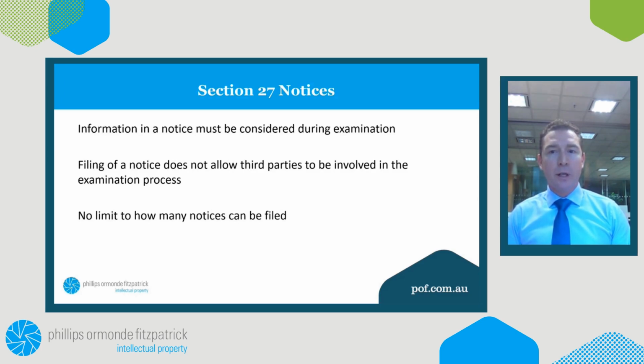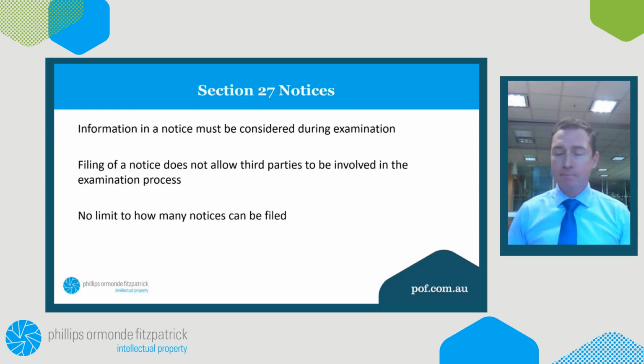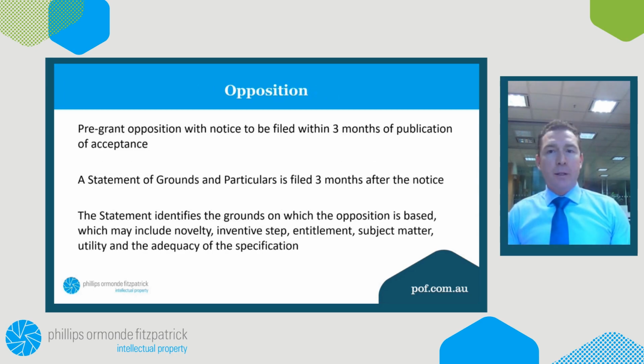The filing of the notice doesn't entitle a person to make further observations in relation to any argument or amendment that is made by the patent applicant, although it's important to note there's no limit to how many notices can be filed. So if a particular issue is raised and is not relied upon by the examiner, it is possible to file further notices. The Australian patent system also includes a mechanism for pre-grant opposition.